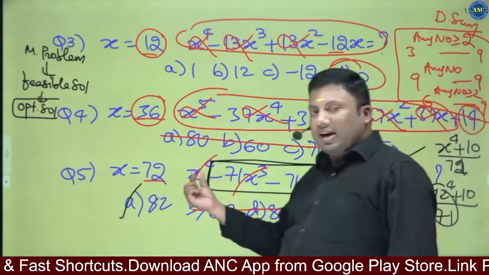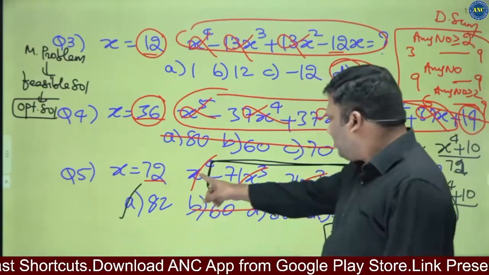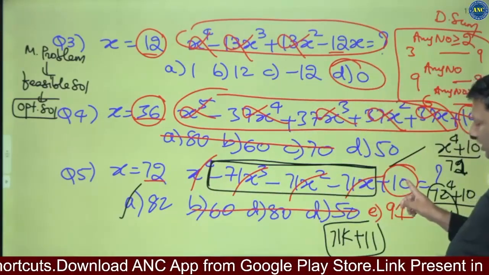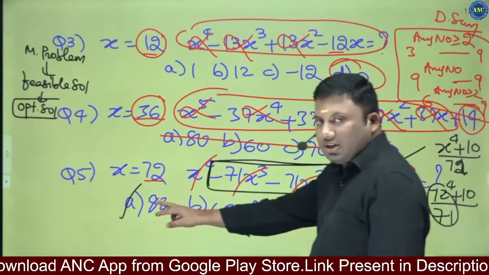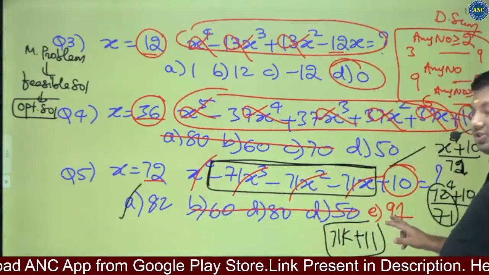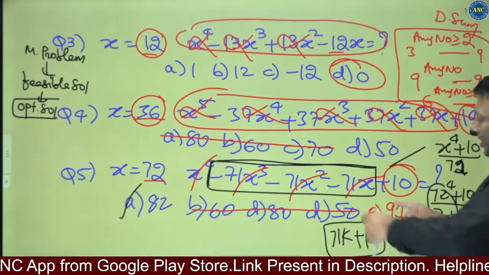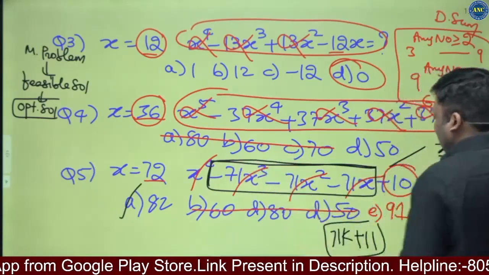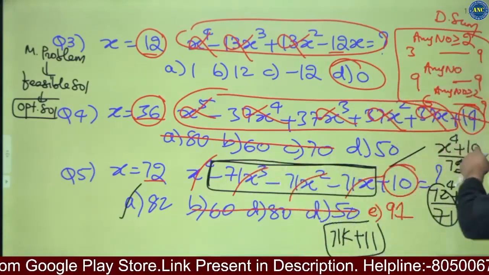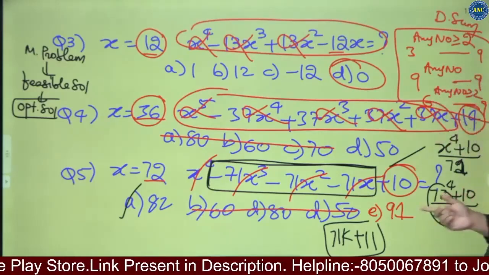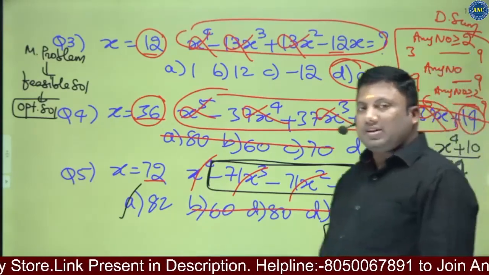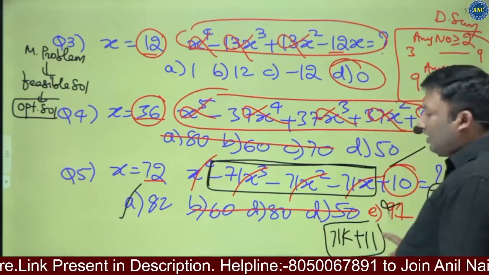Idea clear? Again I am repeating, 72 digital sum is 9. All digital sums are 9. 10 digital sum is 1. Answer, digital sum should be 1. If there is more than one answer option with the digital sum 1, middle terms are divisible by 71. These x power 4 plus 10, 72 power 4 plus 10, it will give a remainder 11. Answer when divided by 71, it should give a remainder 11.